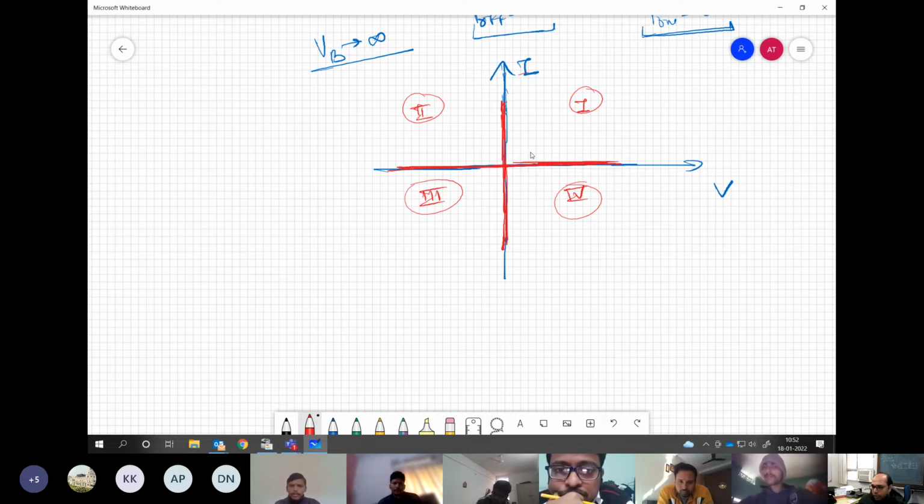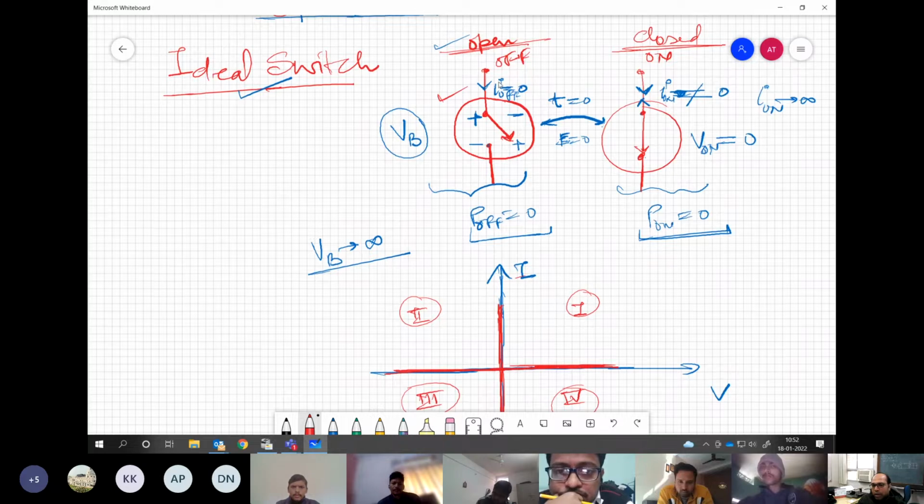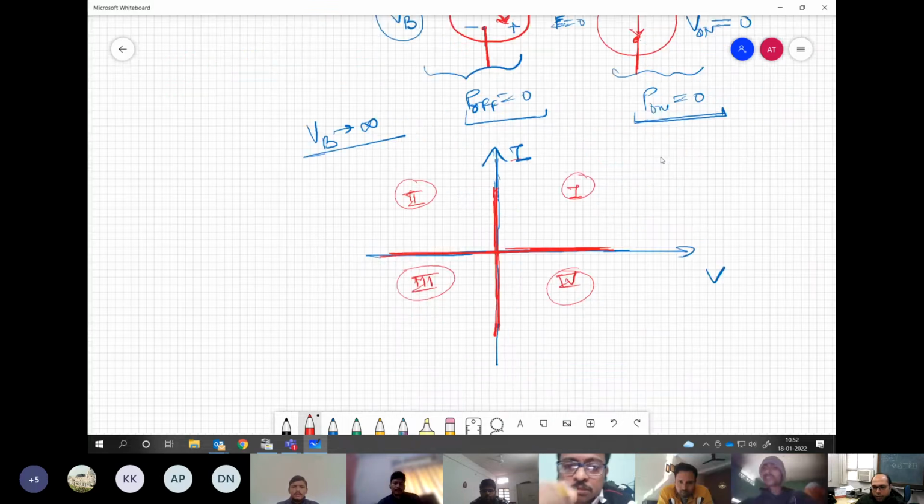So which means this can be applied to any circuit without any thought. It can block any voltage, it can conduct any current. Is that fine? You understood the properties of an ideal switch? Yes, sir. IV characteristic? Yes, sir.